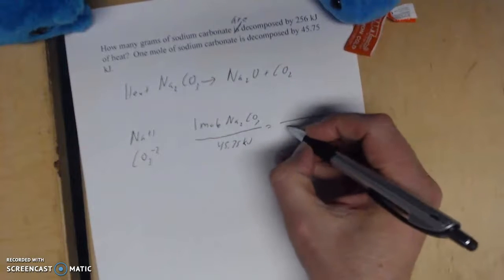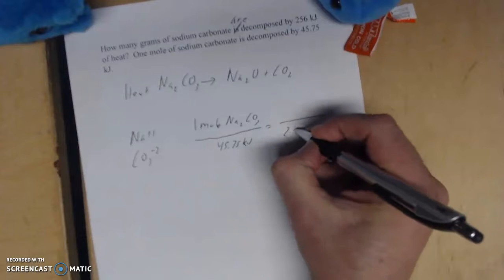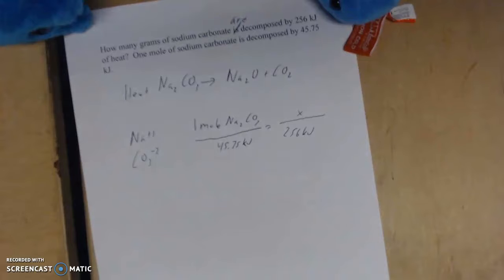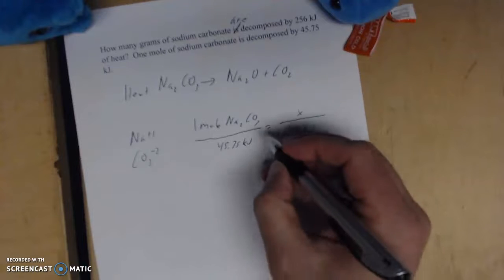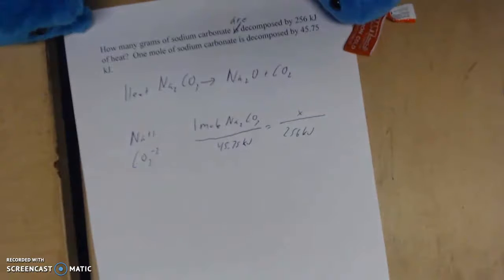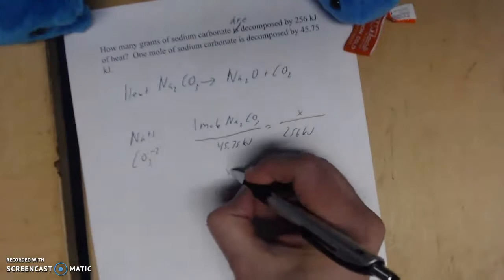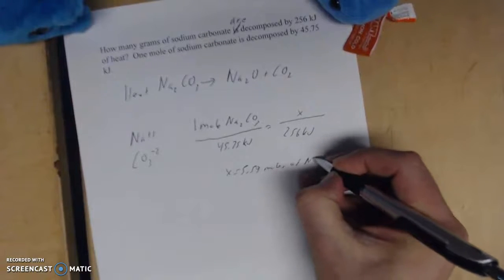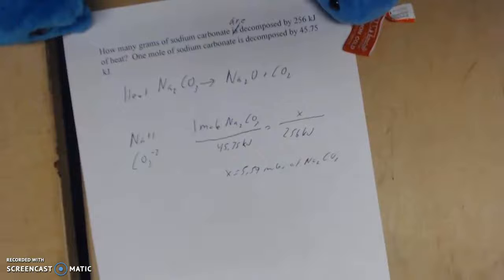Okay, so we have 256 kilojoules, we actually have, and then solve for X. X is going to give us moles of sodium carbonate, and then we'll convert that to grams. Okay, so let's take this, 256 times 1 divided by 45.75. That gives us 5.59 moles. Okay, so 5.59 moles of sodium carbonate. Just cross multiply and solve for X.